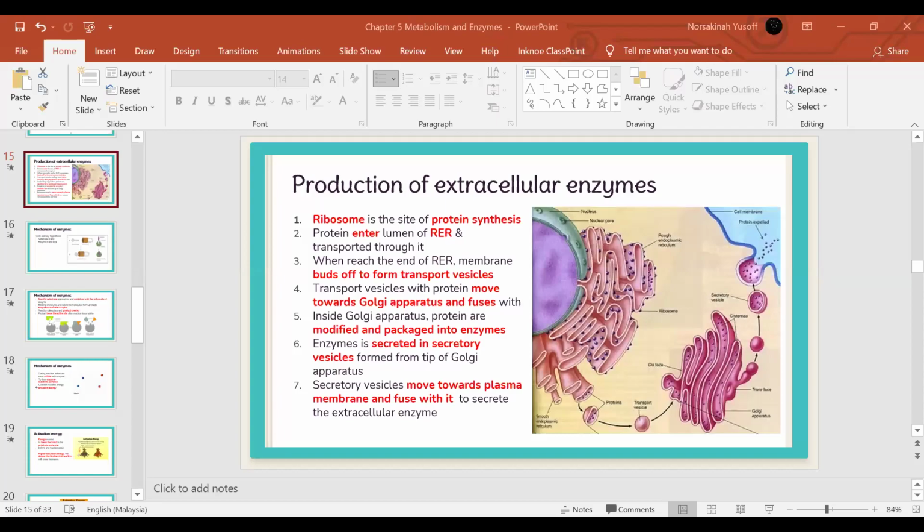It's before I forgot again. Okay, so any question on this one? This one is quite a heavy concept. But it's actually the same. It's really the same. Sama je.